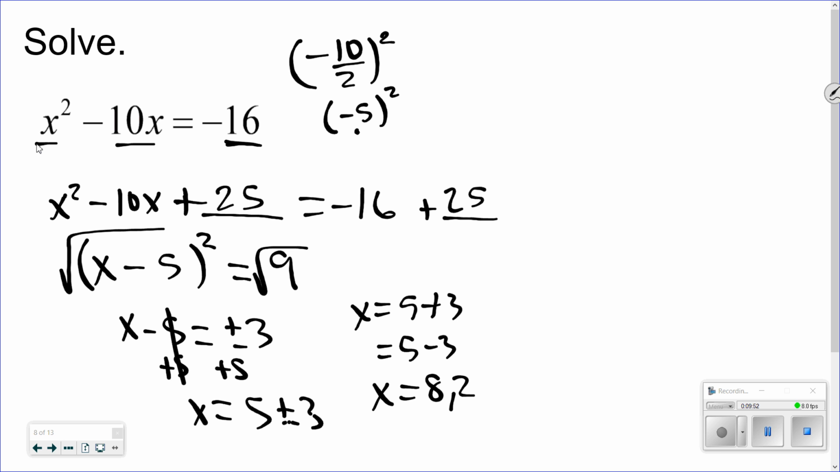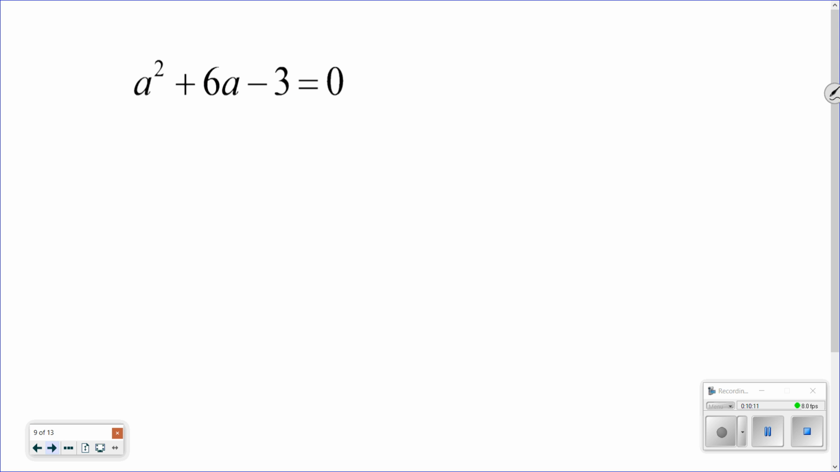So if you look at this, first step is make sure it's in the right form. You've got the x squared and the x over here. You've got your constant on the opposite side. The next step is to complete the square, figure out what number to add right there, and then factor it. Make sure whatever number you add to the left side, you add to the right side. And then from there, you're just solving for x, just getting x by itself. So let's try this one.